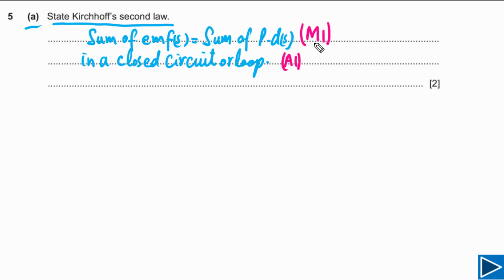But if you cannot get the M mark, you will also not get the A mark. So the M mark is a must mark, meaning it must be in your answer, and the A mark depends on the M mark. If you can't get the M mark, you will also lose the A mark.